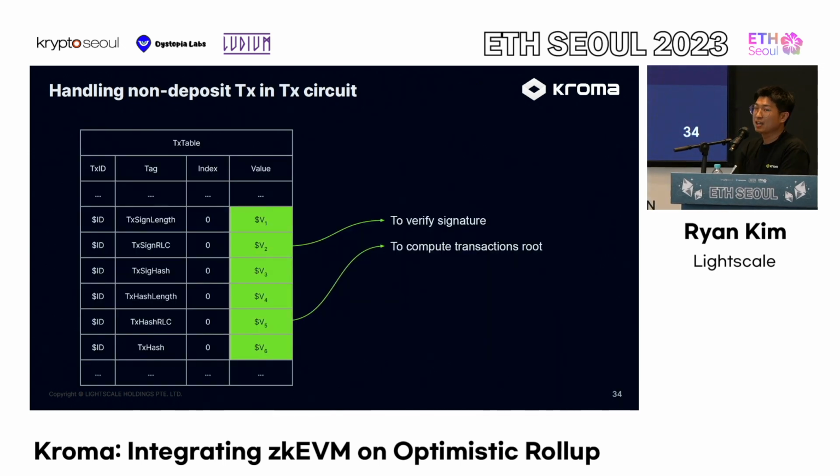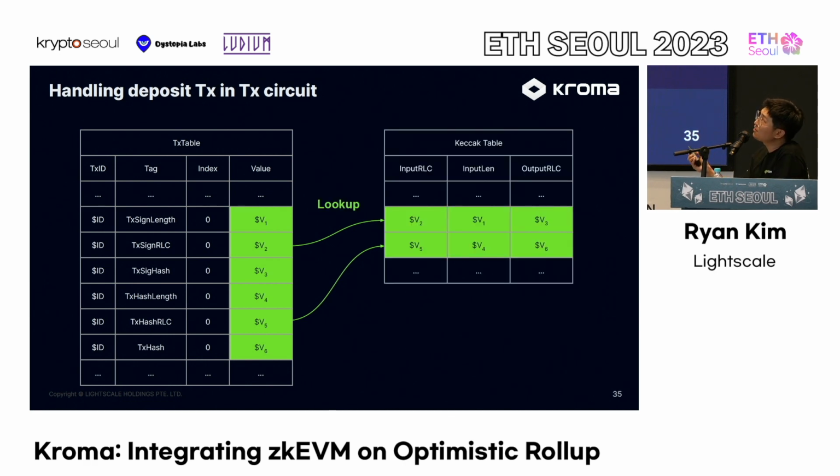And a typical transaction involves computing two kinds of hash operations. One hash is used to verify the signature. The other is used to compute the transactions root. And in the case of the EVM circuit, this kind of operation is handled with a way called lookup.